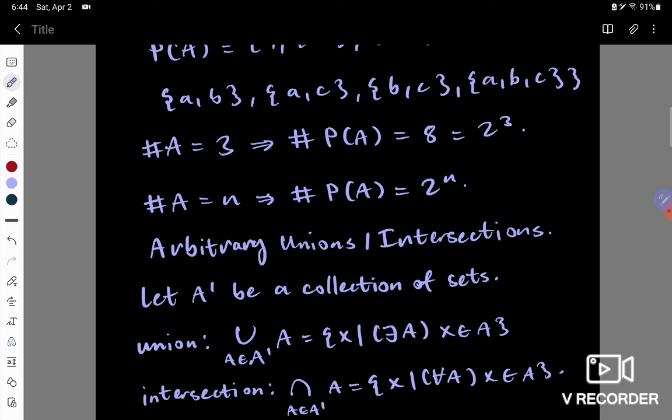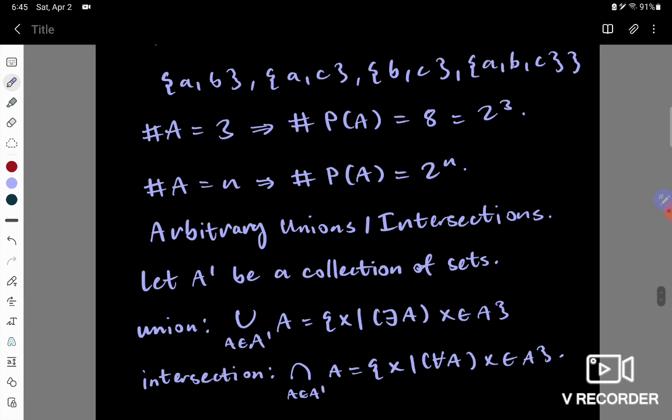Take a moment to absorb why this makes sense. You're going set by set, and it's the inclusive OR operation. So if x is in at least one, then it's in the union. Likewise, the intersection is defined as this: across all A in this collection, where A is a set, it's the x such that for all these sets A, x is contained in them. So x appears in every single set in that collection, because it's where they all agree.